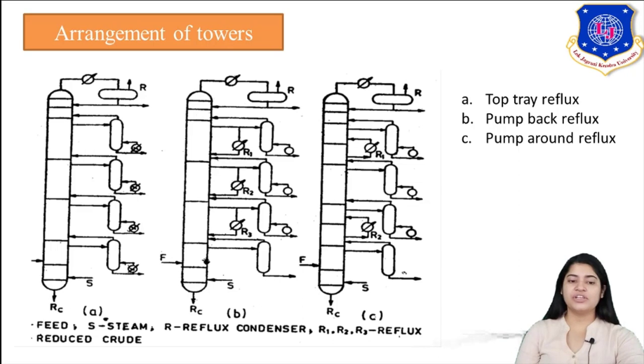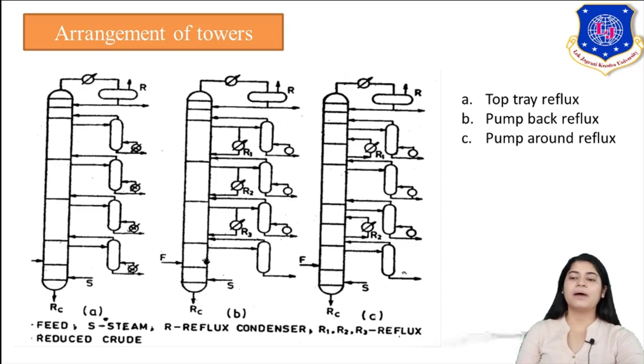See the other streams, what are those? Those are the side strippers. Side stripper is for further rectification. Don't consider that as a reflux. Only where R is given, that is your reflux. So in the first, top tray reflux, you can see reflux is given only at your top tray.